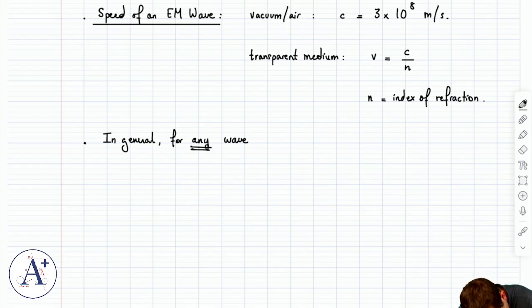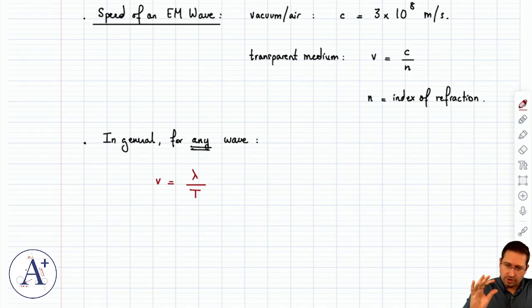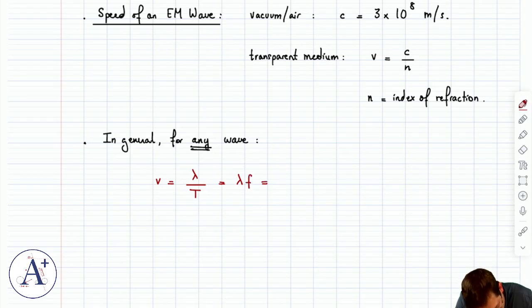wave, meaning irrespective of whether it propagates through vacuum, air, or a transparent medium, we have the following, and this deserves to be written in a different color. V, the speed of the wave, is going to be its wavelength lambda over its period T. Because in one period, a wave travels one wavelength at constant speed. So wavelength over period is going to be speed. 1 over T is frequency, and this can also be written omega, the angular frequency, divided by k.